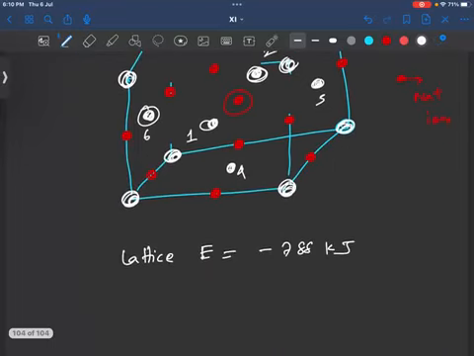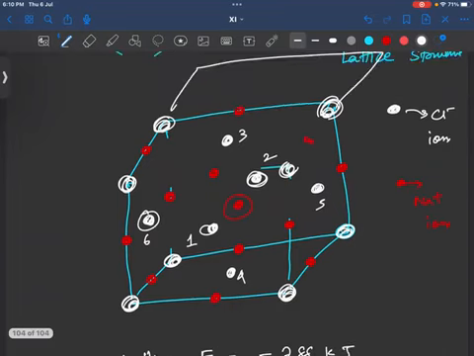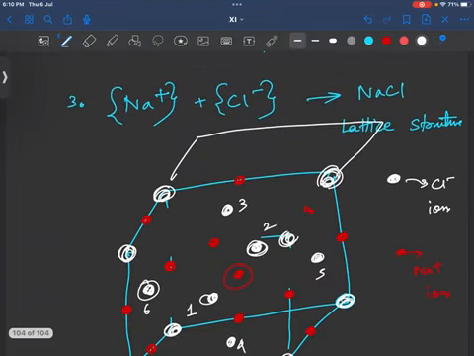So, lattice energy. I mean, this is the lattice structure. And one more thing: suppose to form something you need 500 kilojoules, then to break that thing also, how much energy do we need? 500 only, right?